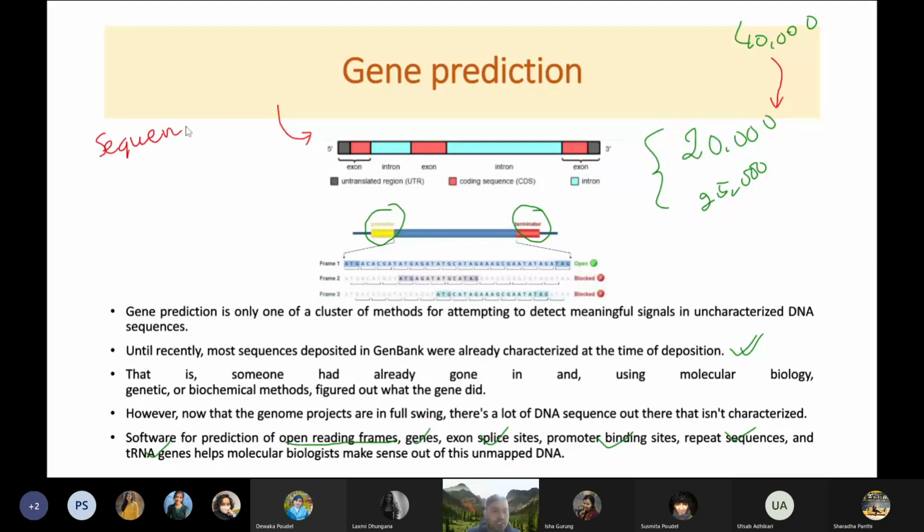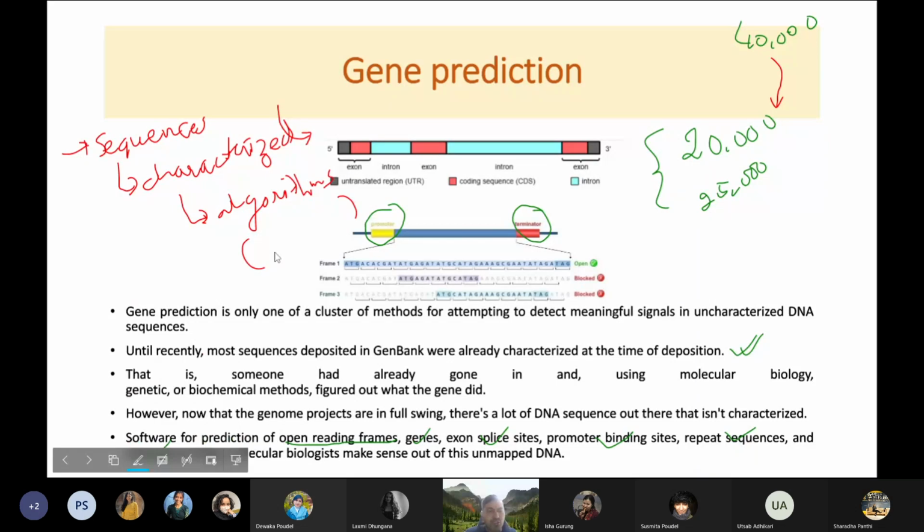So we have many genes, right? We have many identified genes, annotated genes. So some of the sequences are characterized. So on the basis of these characterized genes, we can come up with certain software, right? Algorithms. So these algorithms will search for the new genes, and these software can find new genes.